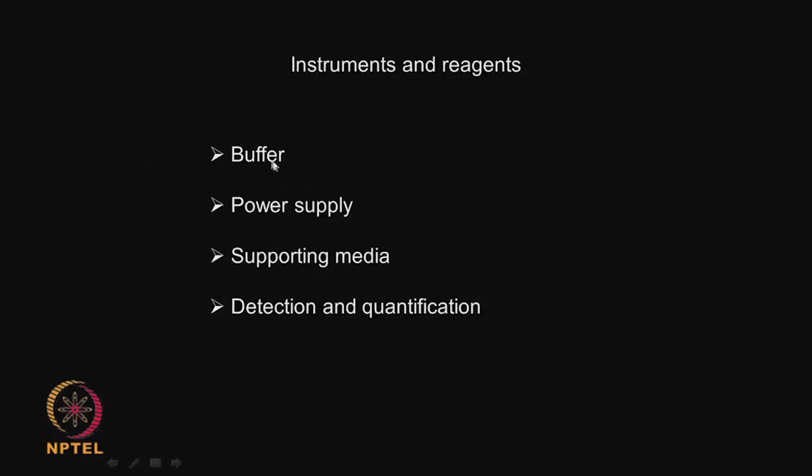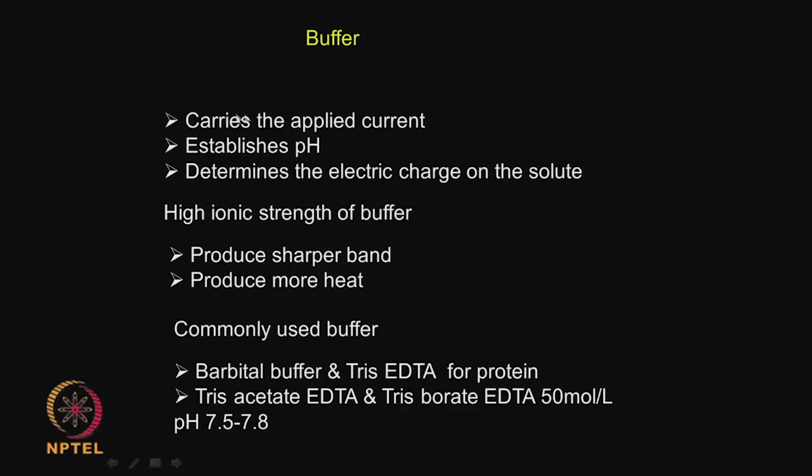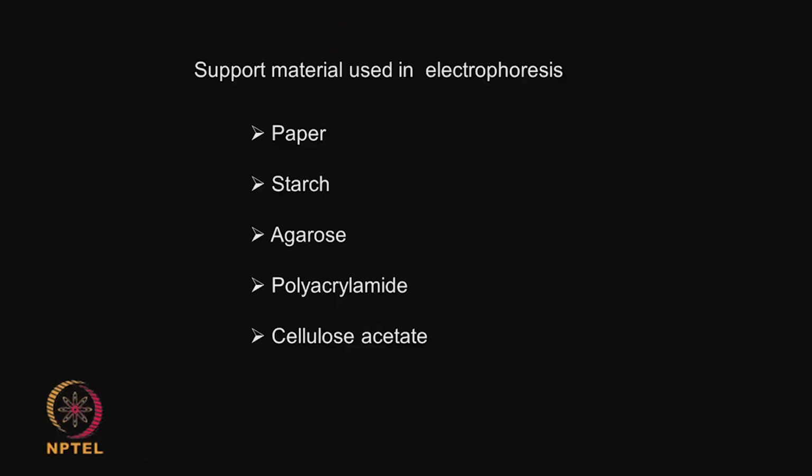So, what are the instruments and reagents you need? You need a buffer, of course a power supply, supporting media, and detection and quantification. These are the various reagents and instruments we require. The buffer carries the applied current, establishes the pH, and determines the electric charge on the solute. High ionic strength of buffer produces sharper bands, but it also produces very high heat, so the temperature could be very high. Commonly used buffers are barbital buffer, Tris-EDTA for protein, Tris-acetate-EDTA and Tris-borate-EDTA, 50 mmol per liter for a pH of 7.5 to 7.8.